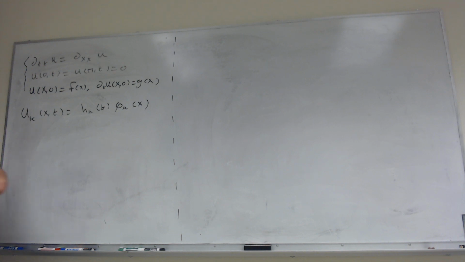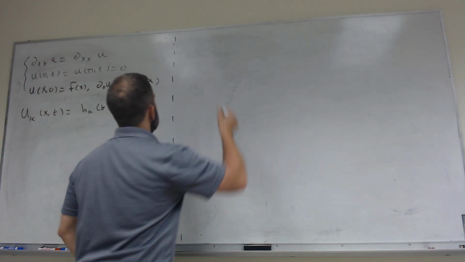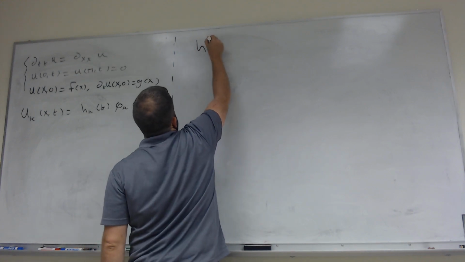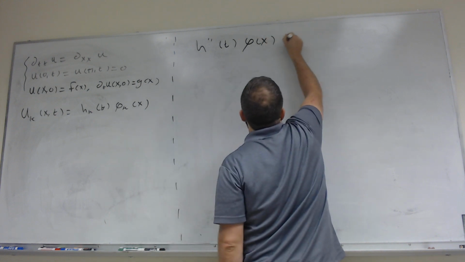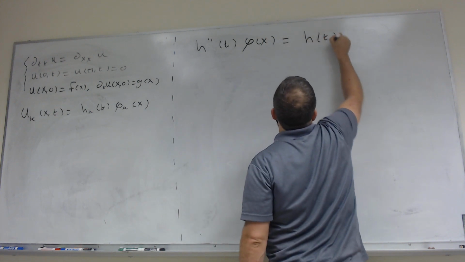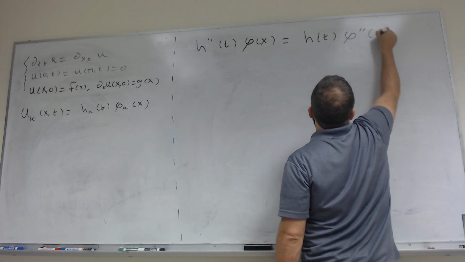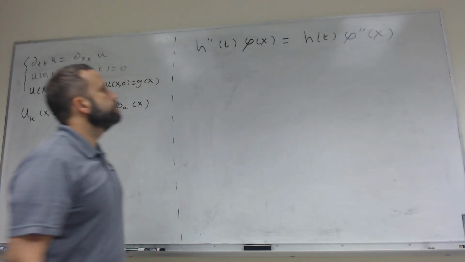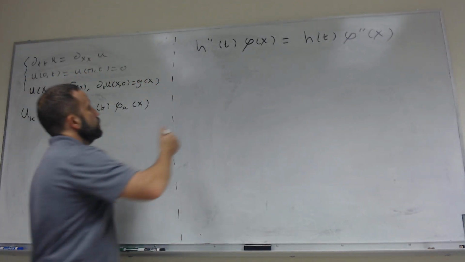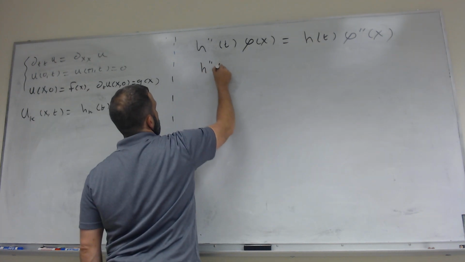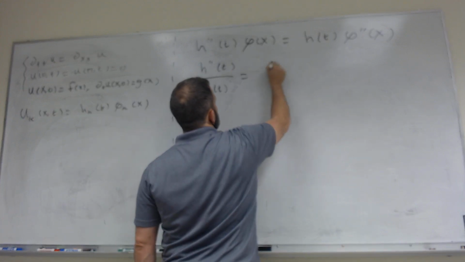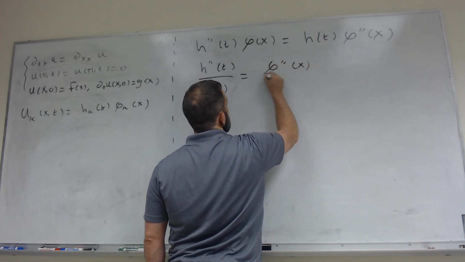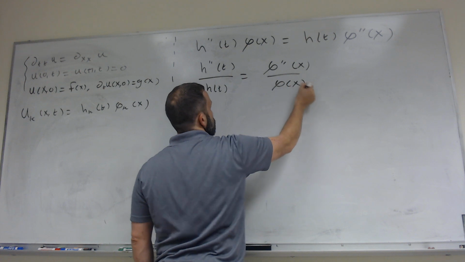So I'm just going to write h of t, phi of x for now, and we plug it into the PDE. On the left-hand side, we're going to get h double prime of t, phi of x, and on the right-hand side, we're going to get h of t, phi double prime of x. And if I rearrange, I get h double prime of t over h of t is equal to phi double prime of x over phi of x.